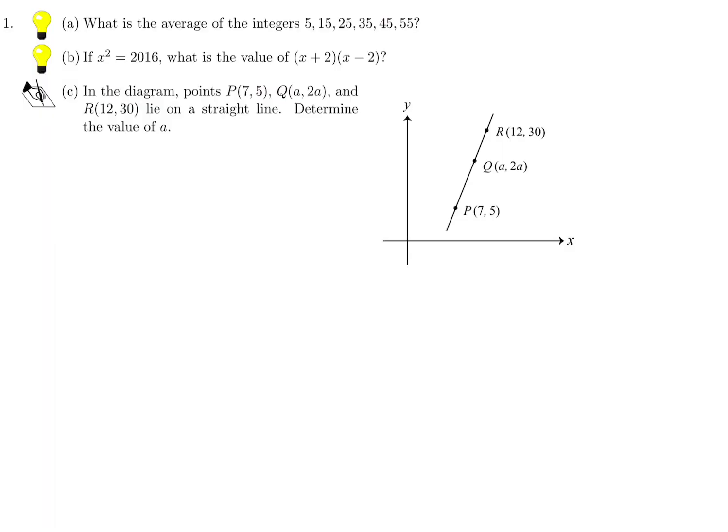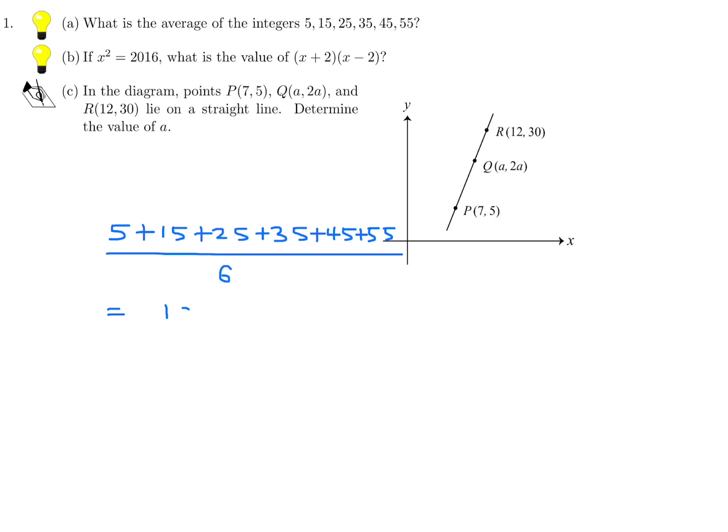What is the average of the integers? Well, add them up: 5 plus 15 plus 25 plus 35 plus 45 plus 55, and of course divide by the number of integers, which is 1, 2, 3, 4, 5, 6 in this case. And that sum is 180, divided by 6, and 180 divided by 6 is 30.